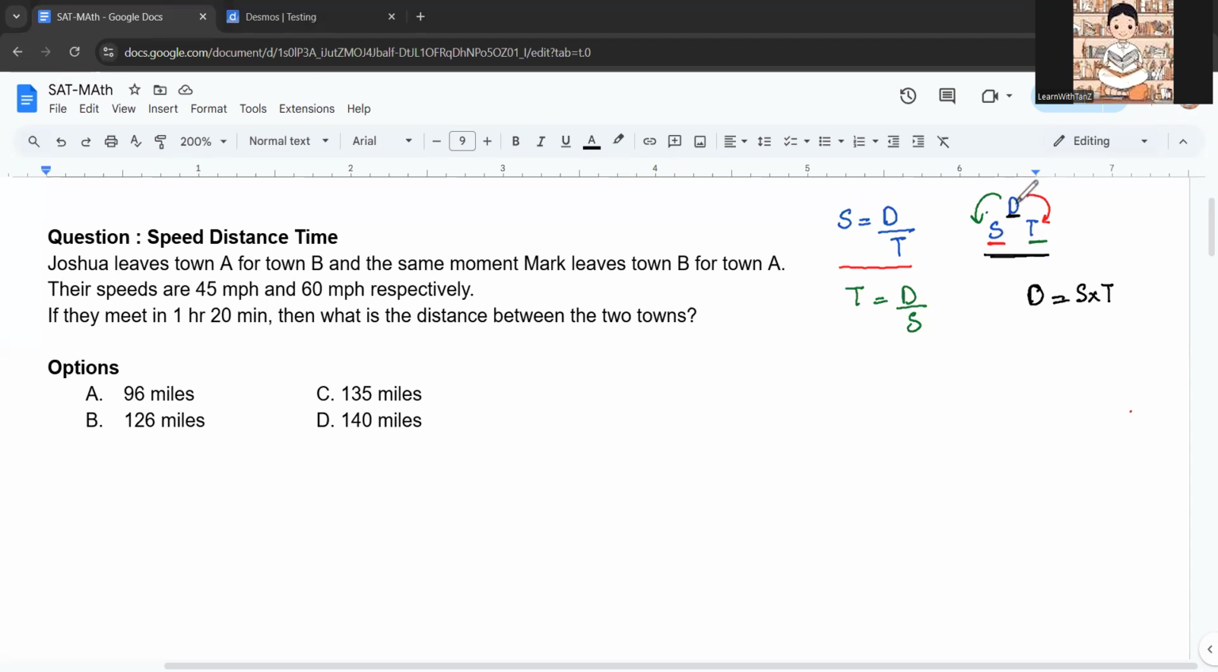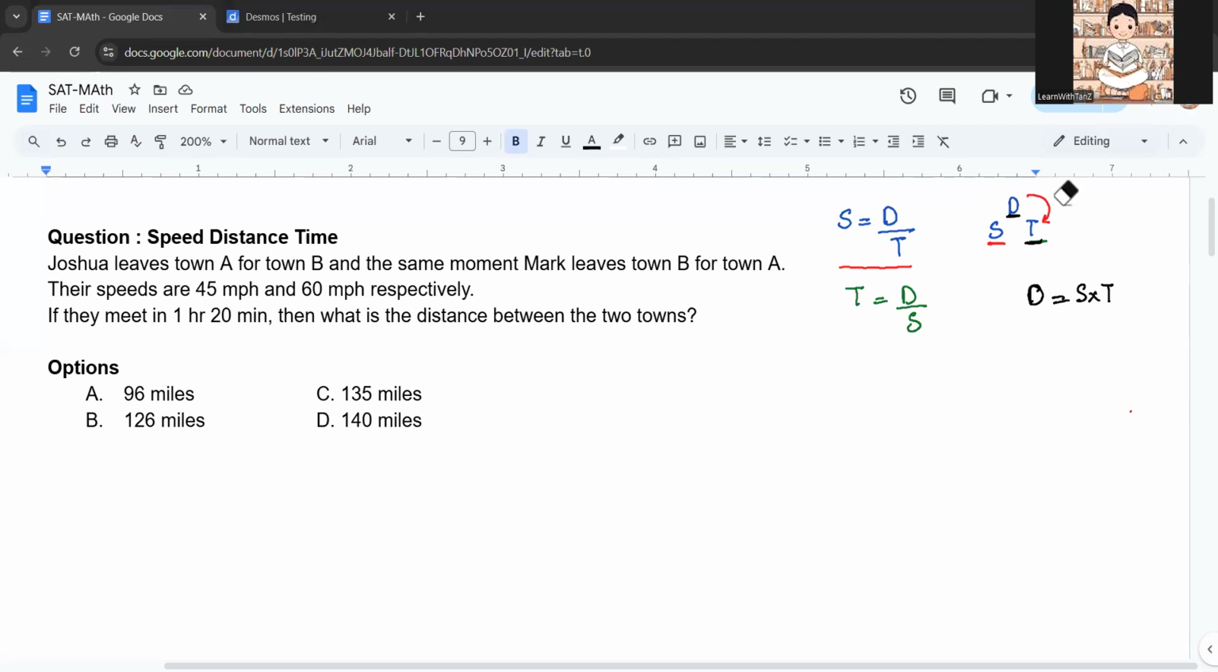Because distance was at the top, speed and time were at the bottom, so I did times. The distance was here. I did speed times time. Now, for time, I'll do distance over speed. Okay.